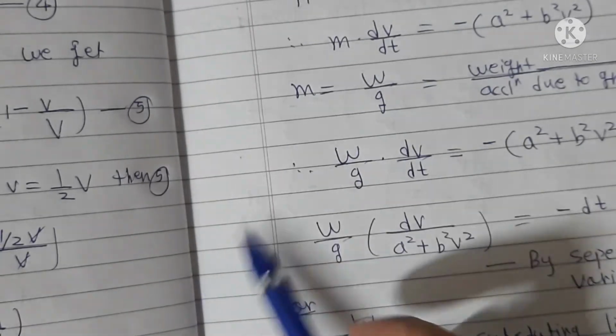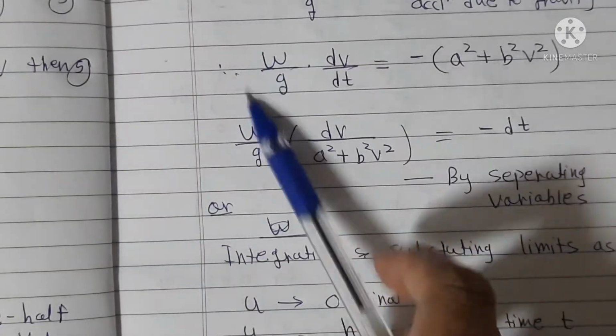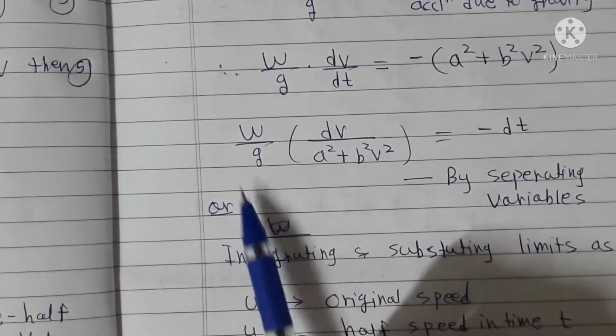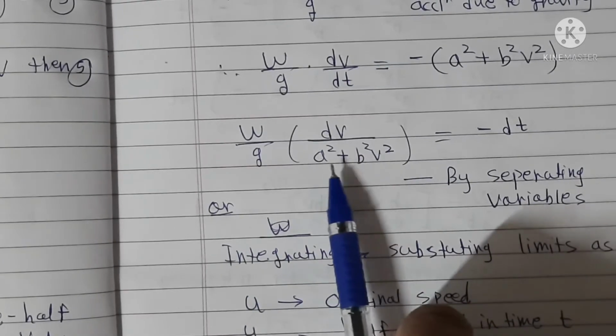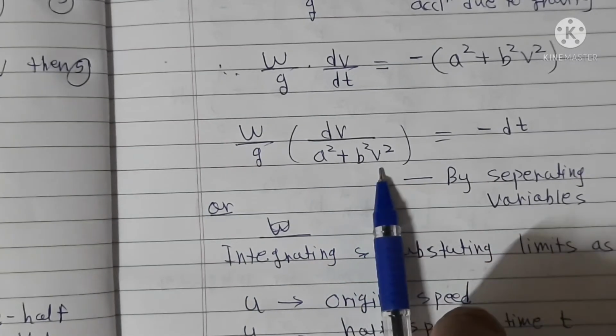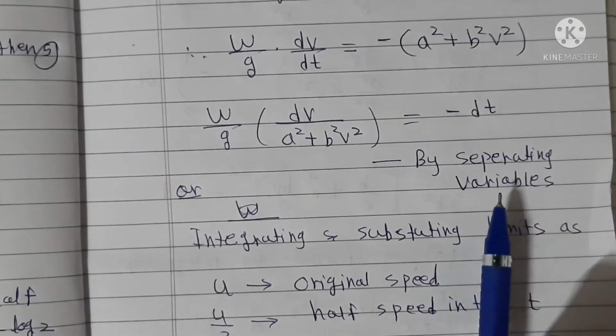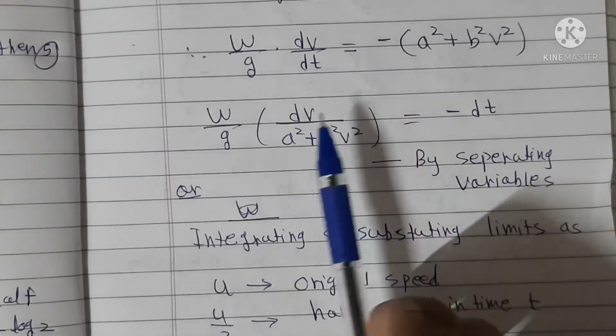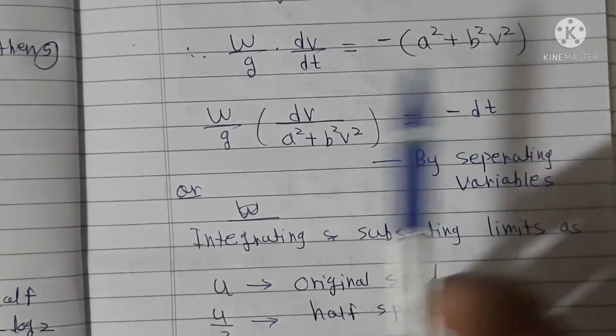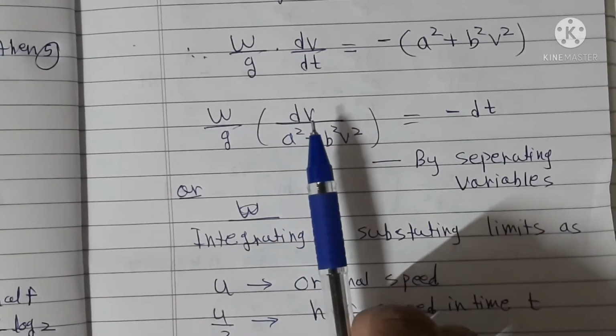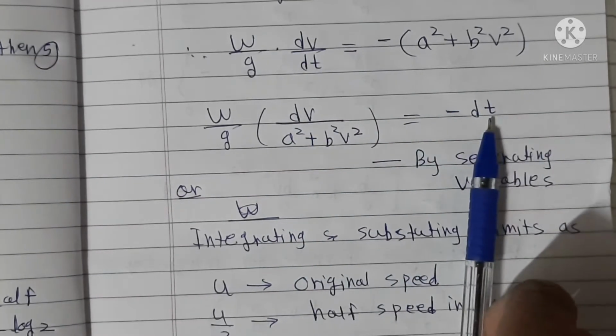Now here w upon g into dv upon a square plus b square v square is equal to minus dt, by separating the variables, taking the v terms on one side and the t terms on the other side. Here the two main parameters are the velocity and the time.